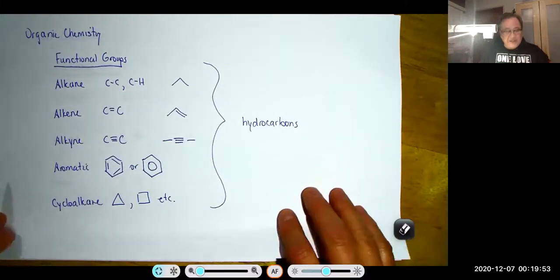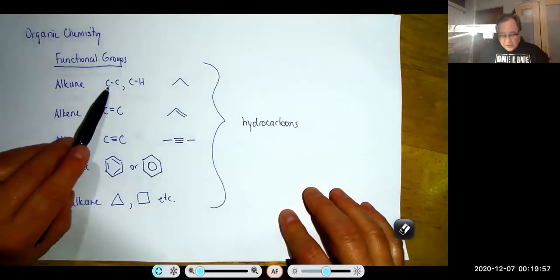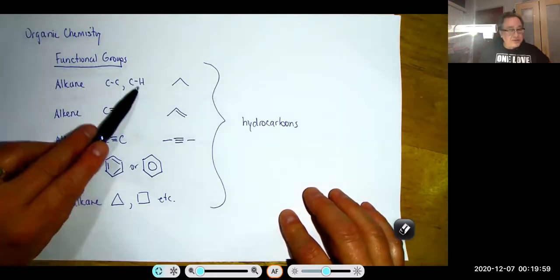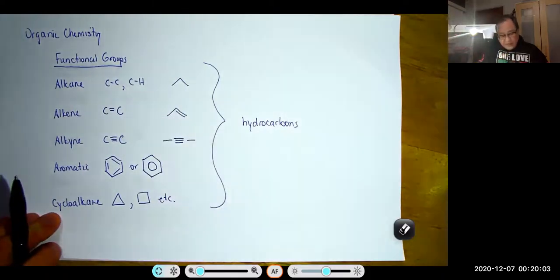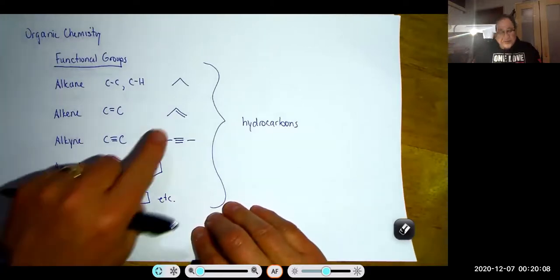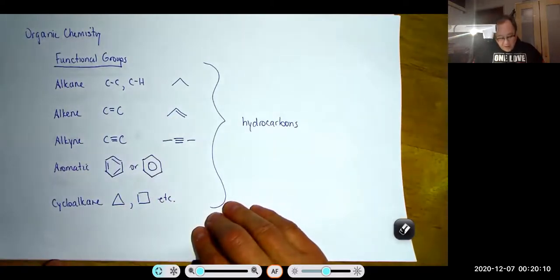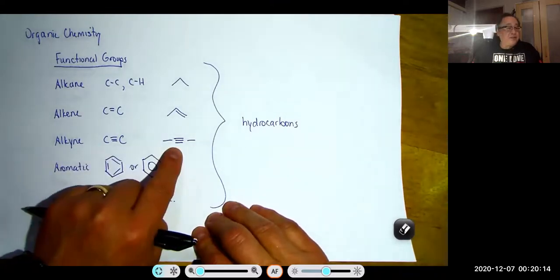So the first one is the easiest. It's an alkane. You're looking for carbon-carbon single bonds and carbon-hydrogen single bonds. So this would be an alkane. For an alkene, you're looking for something that has a carbon-carbon double bond. So this is an example of an alkene. Alkynes have a carbon-carbon triple bond. So here you can see a triple bond.